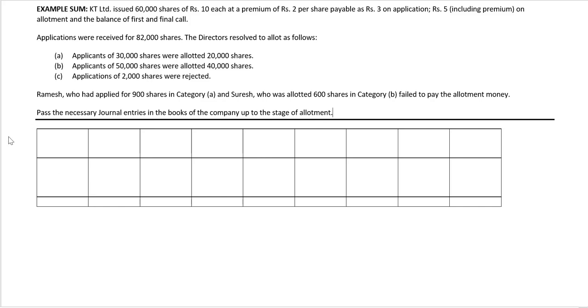So we'll begin by preparing the table, which is working note number 1. On the extreme right hand corner, we will write the breakup: application, allotment, and final call. The share has a face value of rupees 10 and it's issued at a premium of rupees 2 per share, so the issue price is 12 rupees, which we will write as 10 plus 2. Amount payable on application is 3 rupees. On allotment, it's rupees 5 including premium, so it's 3 plus 2. And the balance on first and final call, the balancing figure, will be 4 rupees.